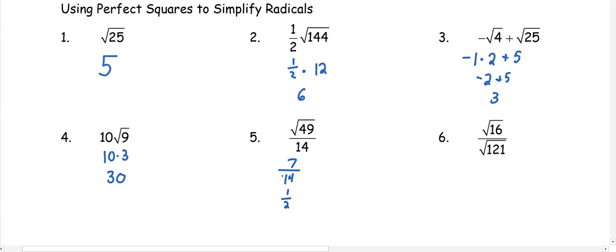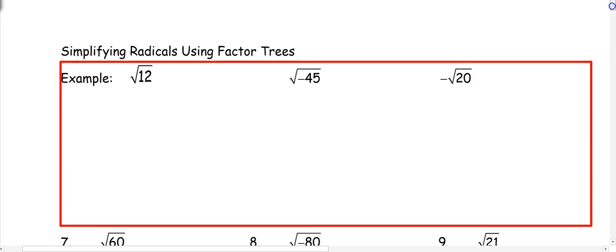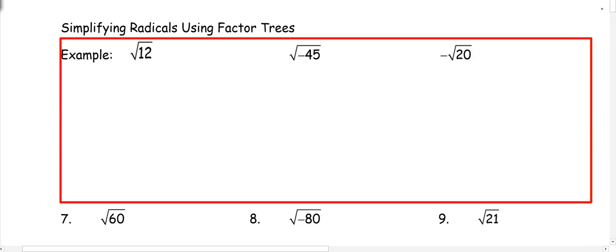Number 6, there are radicals in both parts of our fraction, so we're just going to reduce our radicals. The square root of 16 is 4, and the square root of 121 is 11, and we can't reduce that at all. Now, the other square roots that we're going to work with today are not perfect squares.